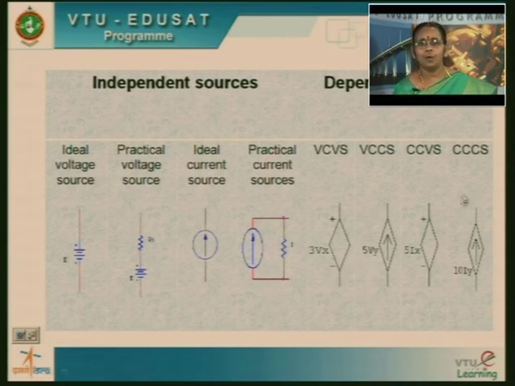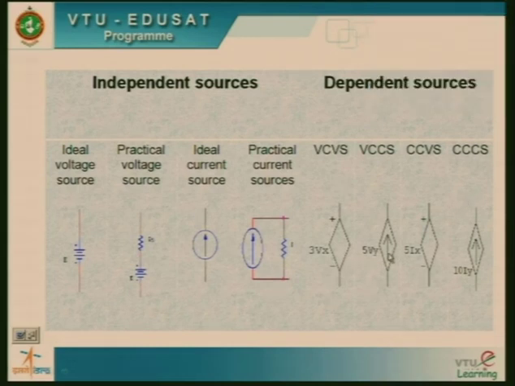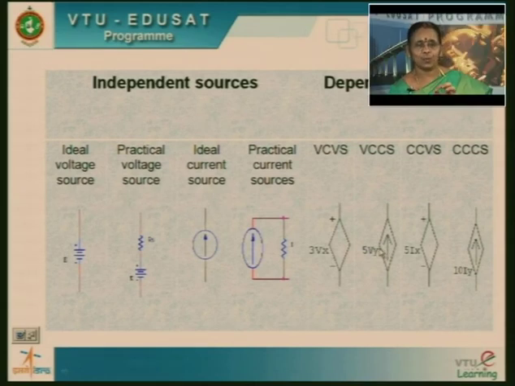Similarly, we have a voltage controlled current source. It's a current source. A current source is always represented by an arrow mark, and the arrow mark indicates the positive direction of the current flow over there. Here we can observe it is 5Vy. That means the output of this current source is dependent on Vy, which is a voltage across a certain part of the circuit.